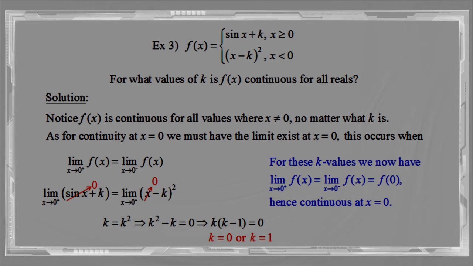So for these two k values, we have the limit as x goes to 0 from the right equal to the limit as x goes to 0 from the left, which is equal to f of 0, and hence continuous at x equals 0. So now our function for these two k values is continuous for all reals.